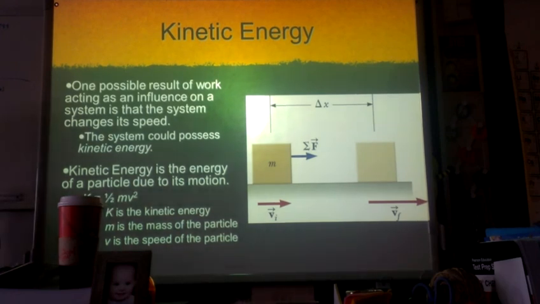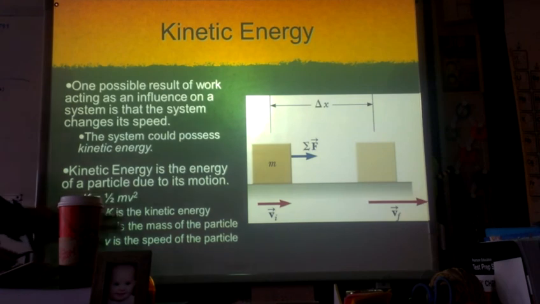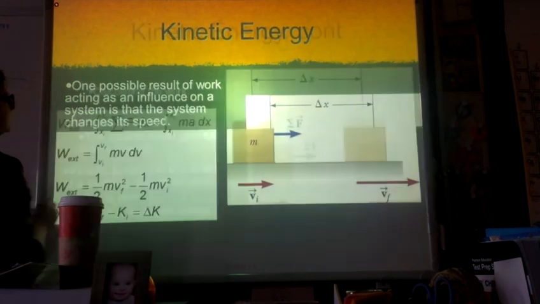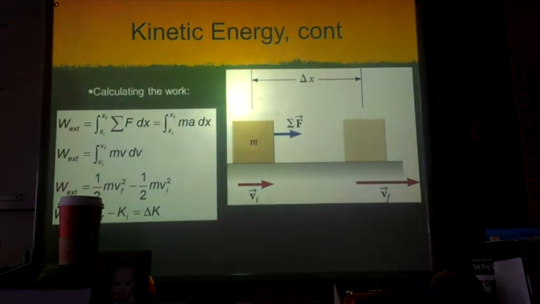We know K is kinetic energy, it's measured in joules. We know mass here has to be measured in kilograms. Speed of that particle is v, that has to be in meters per second. We also have this phenomenal thing called the work-kinetic energy theorem. But I'll wait until Monday so you can be in suspense for it all weekend long.